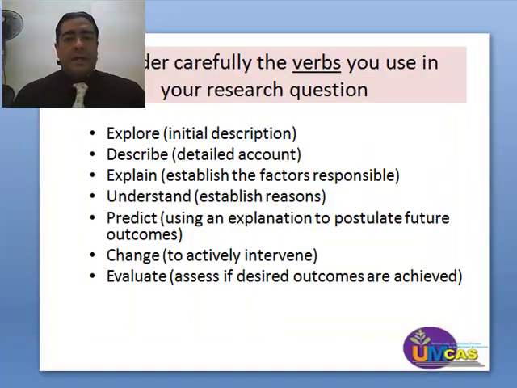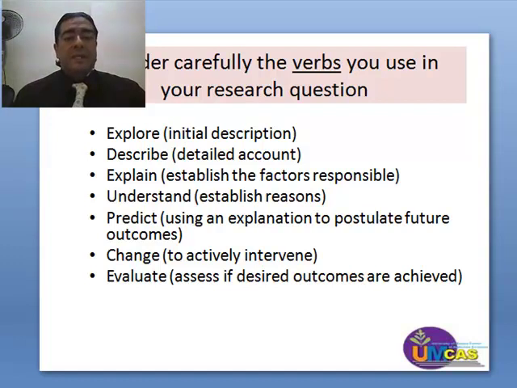You must consider carefully the verbs you use in your research question. If you are going to explore something, then you need initial description. If you are going to describe something, you need a detailed account. If you are going to explain something, you must establish the factors responsible for that event or object. If you are going to understand something, you must establish reasons.